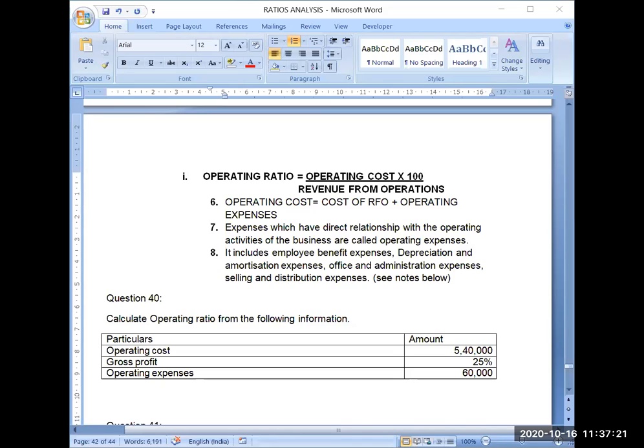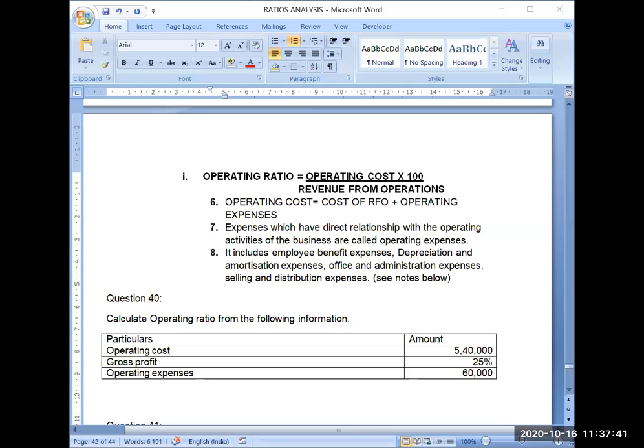Expenses which have a direct relationship with the operating activities of the business are called operating expenses. So what is the meaning of operating activities? Operating activity means the main activity of the business.